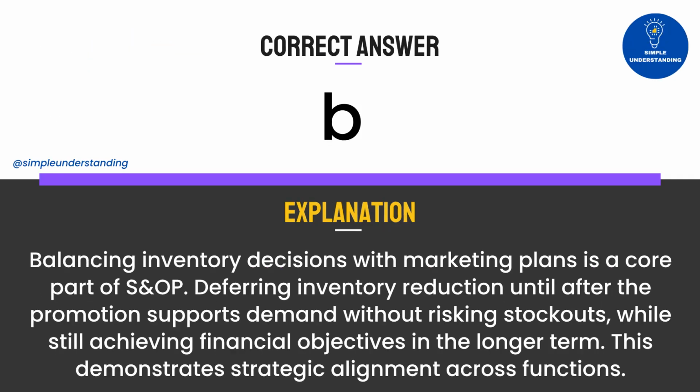Correct answer. B. Explanation. Balancing inventory decisions with marketing plans is a core part of S&OP. Deferring inventory reduction until after the promotion supports demand without risking stockouts, while still achieving financial objectives in the longer term. This demonstrates strategic alignment across functions.